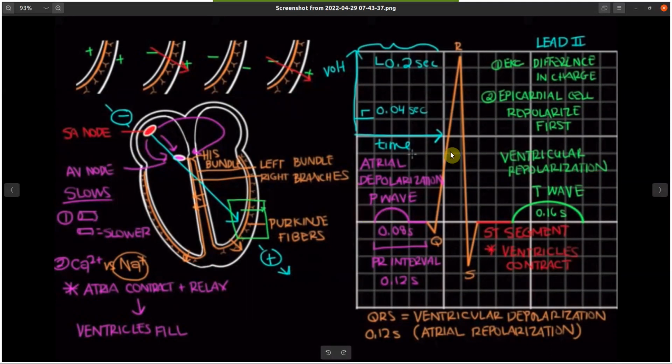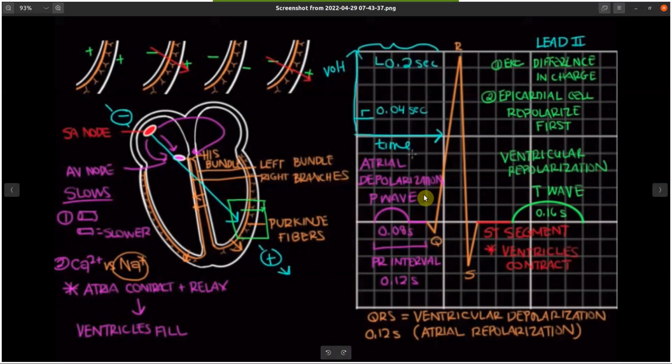All right, so this is an EKG, and the EKG has voltage on the y-axis and time on the x-axis. Each big box is 0.2 seconds, and each little box is 0.04 seconds, all right? And the P wave is about 0.08 seconds.